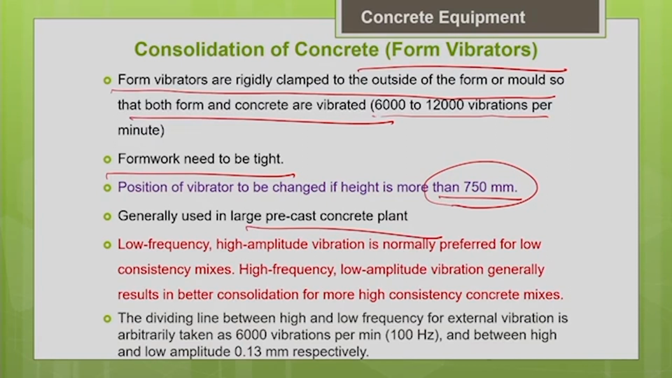As I told you, why we go for these indirect methods is because the direct method of internal or needle vibrators is not feasible in certain cases, because the section is very thin or densely reinforced, and the reinforcement is so congested that I cannot insert my vibrator inside. In those cases only we go for these indirect methods or external form vibrators. Sometimes, in addition to internal vibration, we supplement it with external vibration also.